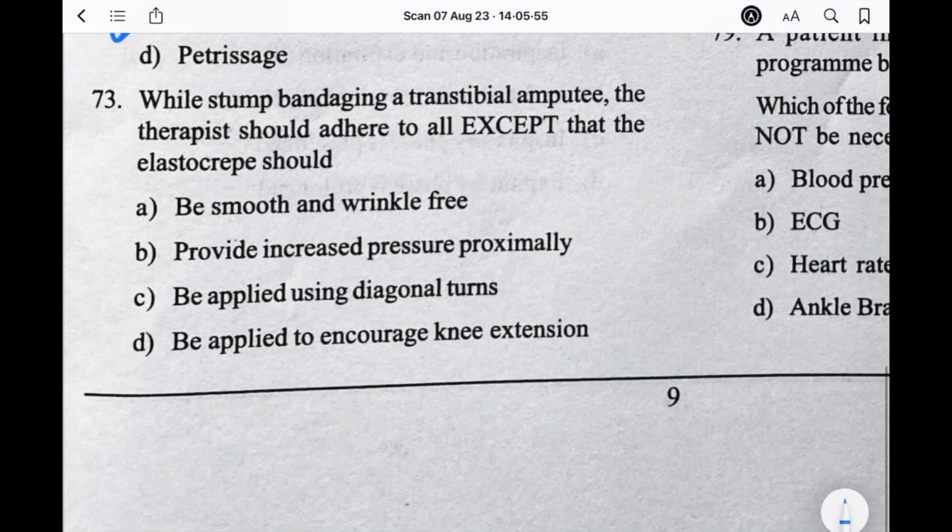Question number 73. While stump bandaging a transtibial amputee, the therapist should adhere to all except that the elastic wrap should. Options are A, smooth and wrinkle free, B, provide increased pressure proximally, C, applied using diagonal turns, and D, applied to encourage knee extension. So the correct answer is B, provide increased pressure proximally, but it will not provide increased pressure proximally but distally.